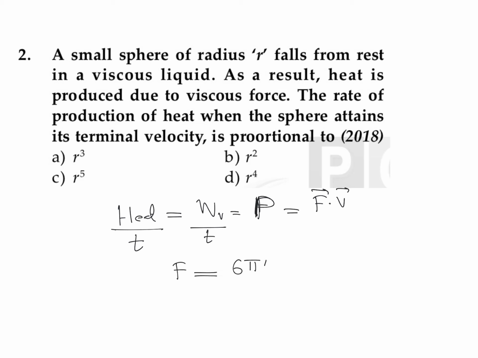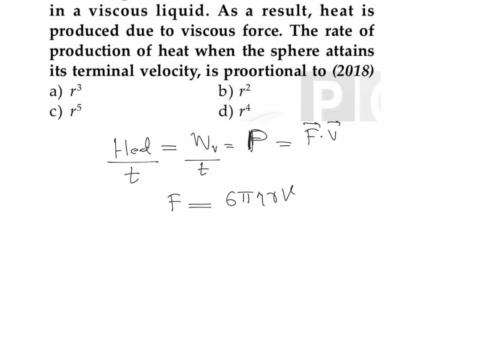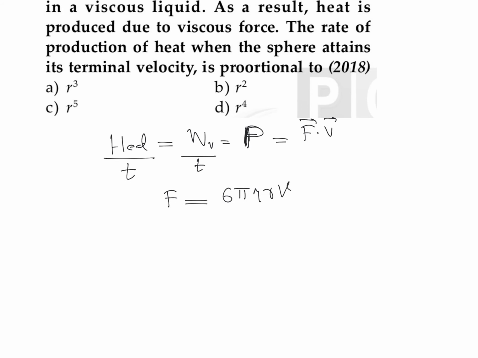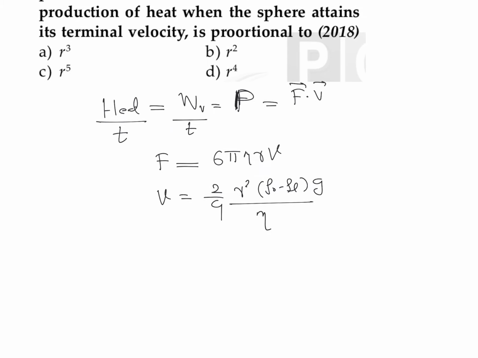So we can write the relation between them, that is the value of viscous force is nothing but 6 pi eta r V, and V over here is representing the terminal velocity. So we can write this terminal velocity depends upon the value of 2 divided by 9 into r square into density of object minus density of liquid into g divided by coefficient of viscosity eta.